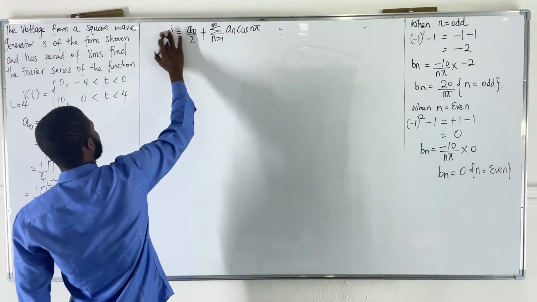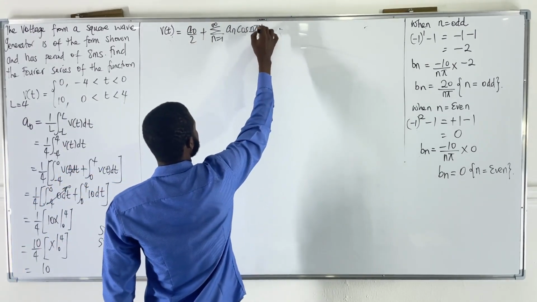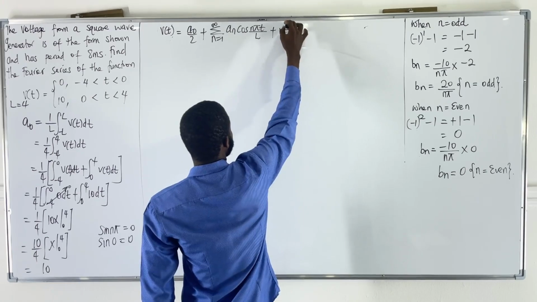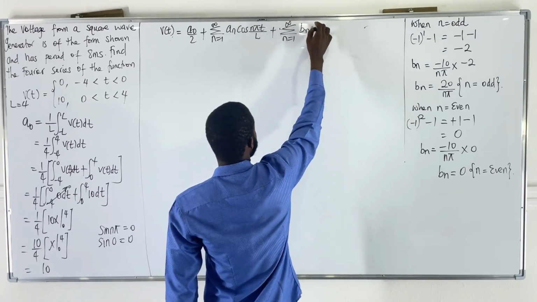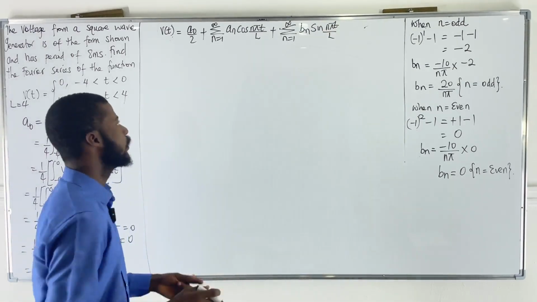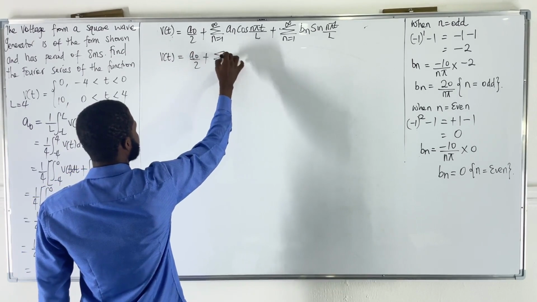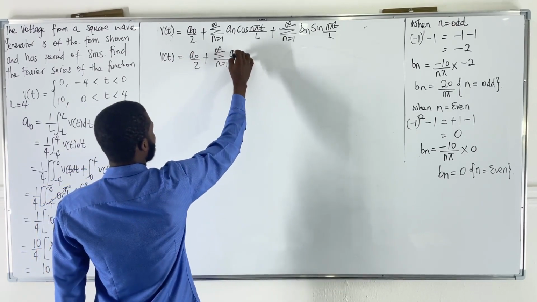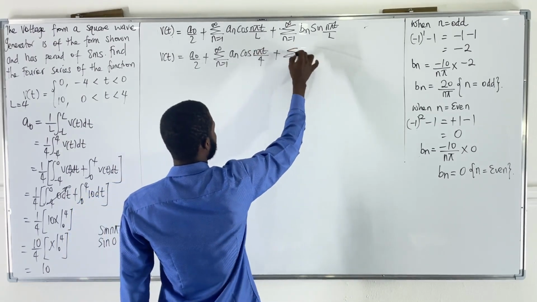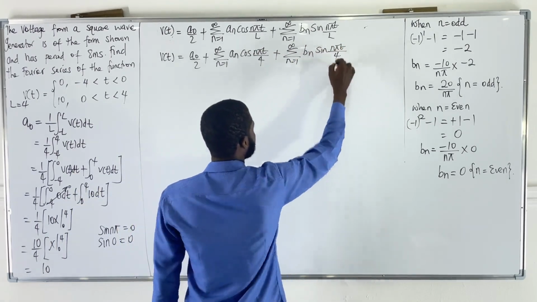So I'm going to just write v of t. So v of t is equal to a naught over 2 plus the sum from n equal to 1 to infinity of a sub n cos n pi t over L plus the sum from n equal to 1 to infinity of b sub n sine n pi t over L. Now we know that L is 4. So v of t will become a naught over 2 plus the sum from n equal to 1 to infinity of a sub n cos n pi t over 4 plus the sum from n equal to 1 to infinity of b sub n sine n pi t over 4.